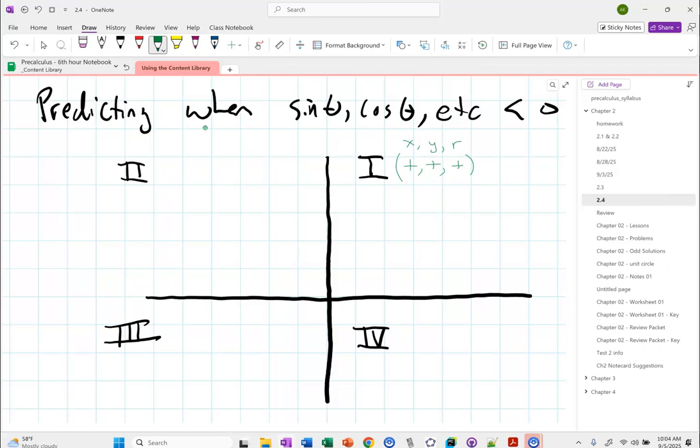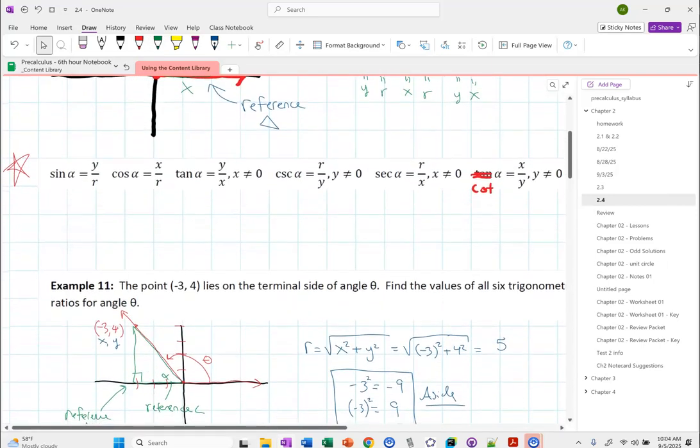What do we mean by positive or positive? What are we referring to? So if x, y, and r are all positive numbers, when I write these ratios, I'm always going to have a positive number over a positive number, which means the resulting fraction is positive. So sine, cosine, tangent, etcetera, all of those, if I do an angle whose terminal side is in the first quadrant, the result is going to be positive. Is that clear? Yep.